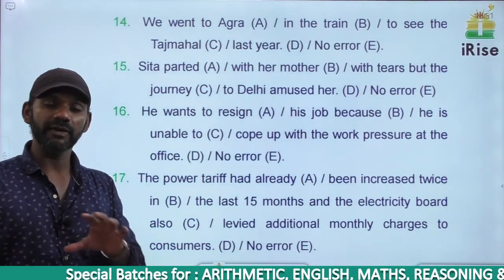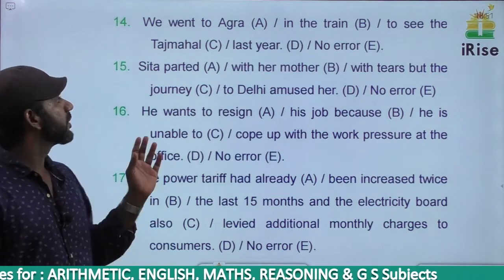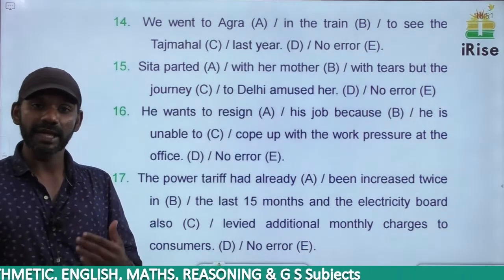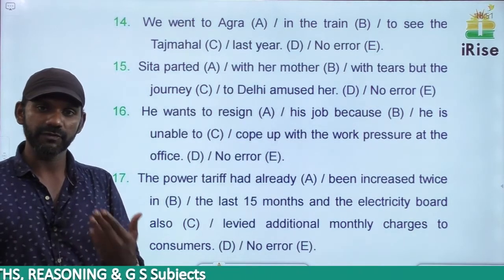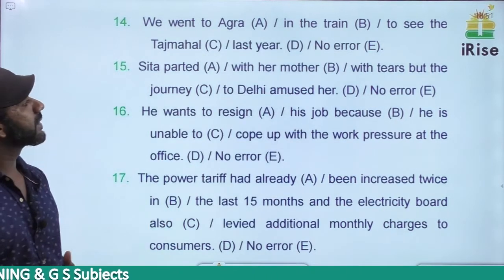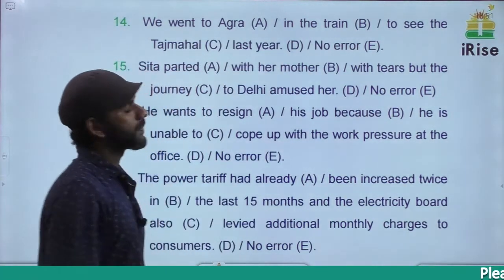Leave for, left is a past tense of leave. So leave for, left for. So we went to Agra is the same as we left for Agra. We left to Agra is wrong. It must be we left for Agra. We went to Agra in the train to see the Taj Mahal last year.